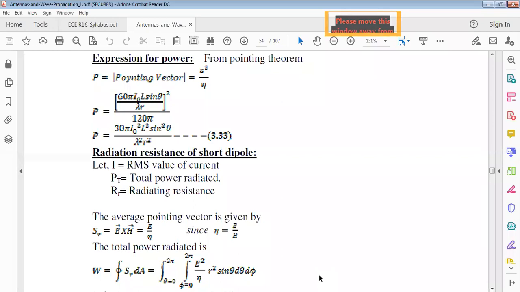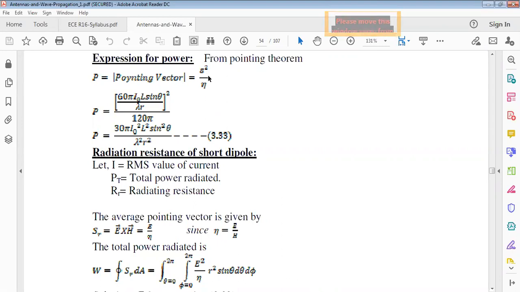What is the relation between E and H? E and H are related as E by H equals eta. From this, E equals eta into H, or H equals E by eta, or E by 377. Can I replace? Yes, that is the point here also. P equals E into E by eta, and E into E is E square by eta.